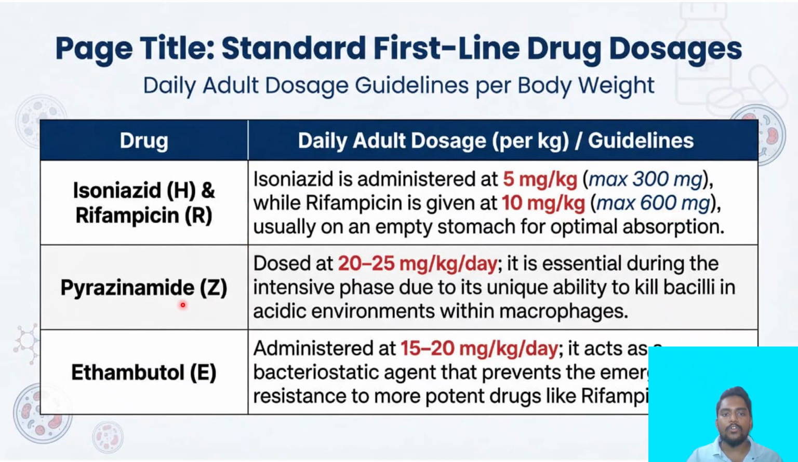And pyrazinamide is going to have the maximum dose among all the drugs, that is 20 to 25 mg per kg per day. This pyrazinamide will act against the acidic environment, the acidic bacilli, and kill them. Ethambutol is like a security guard. What he will do is restrict the people entering our home, right? So ethambutol makes sure that there is no relapse, as well as no emergence of resistance.